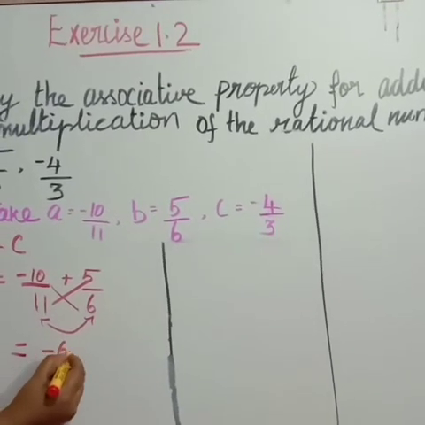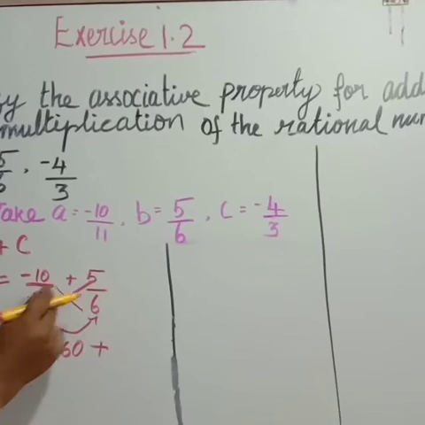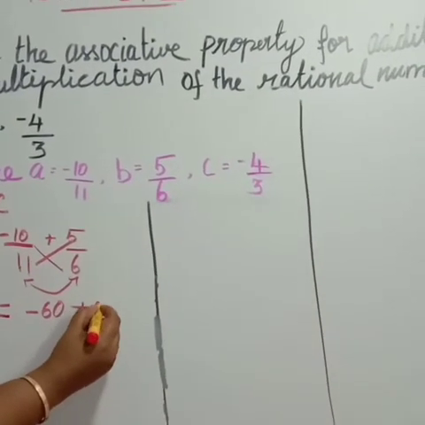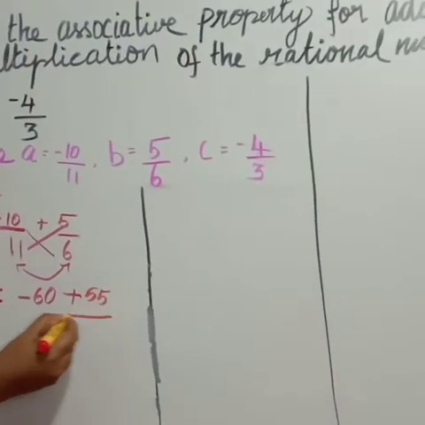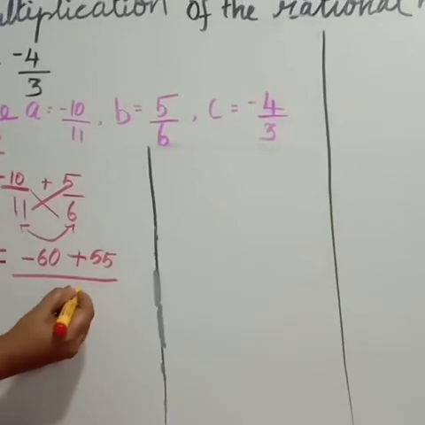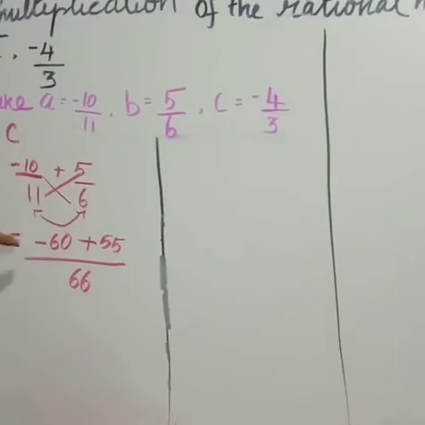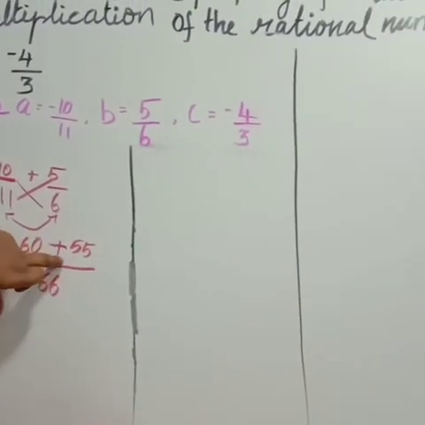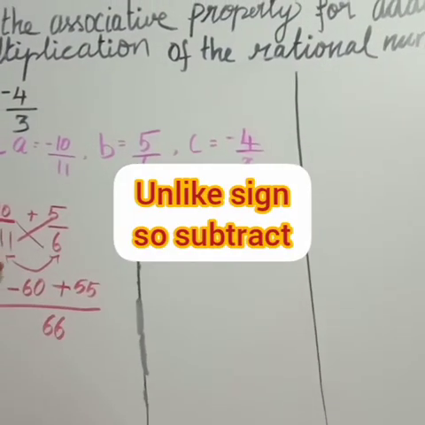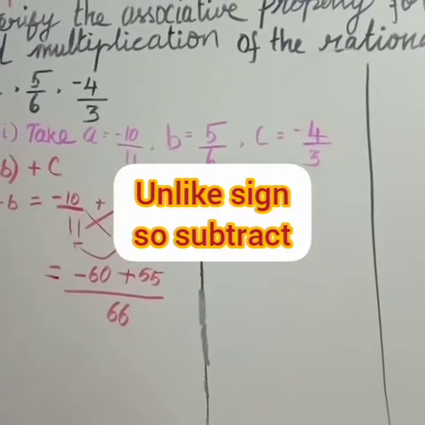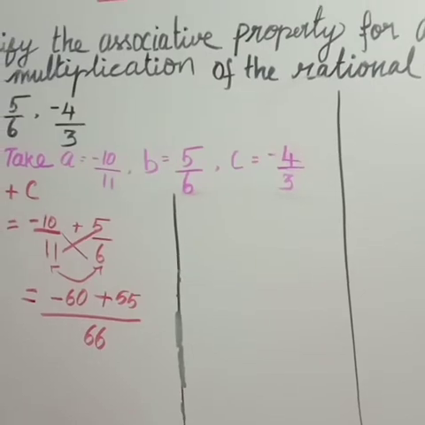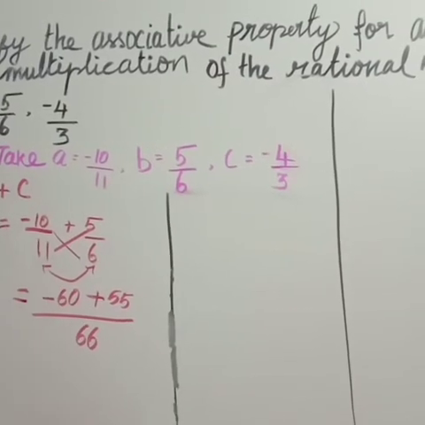So minus 60 plus 11 fives are? You say 11 fives are? Yes, 55. So 55 whole divided by 11 sixes are, 66. So here, listen, one is minus, another one is plus. So two of them are unlike signs. For unlike signs, we have to subtract the numbers and put the greater sign.